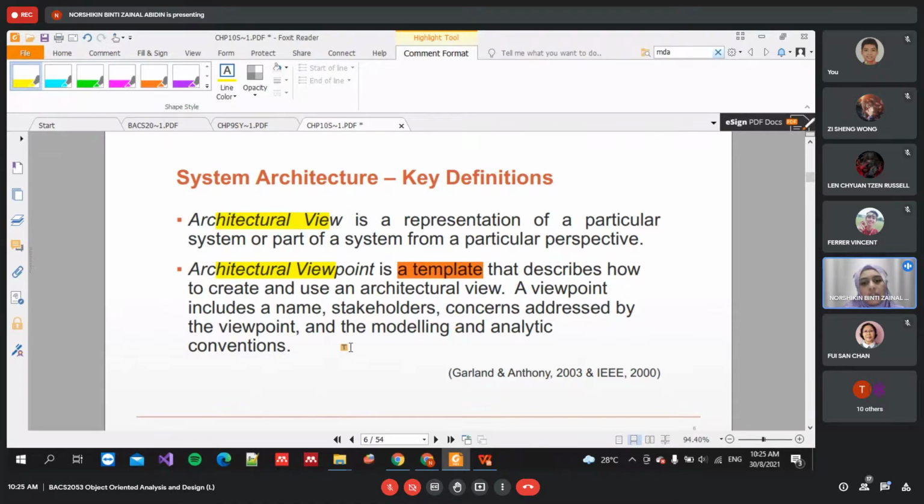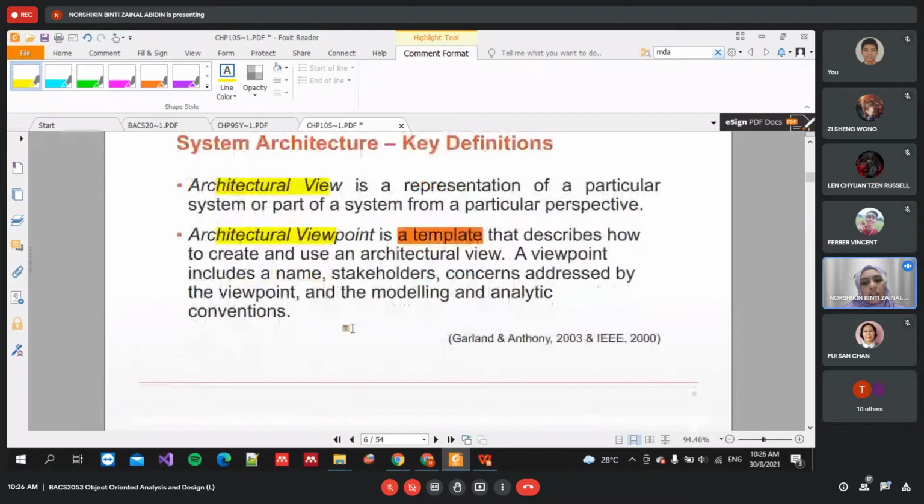Okay, and then the modeling and analytic convention. Modeling is the diagram. Analytic convention is any convention that includes your analysis of your requirement.